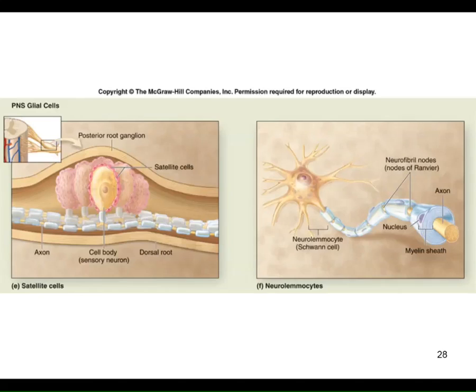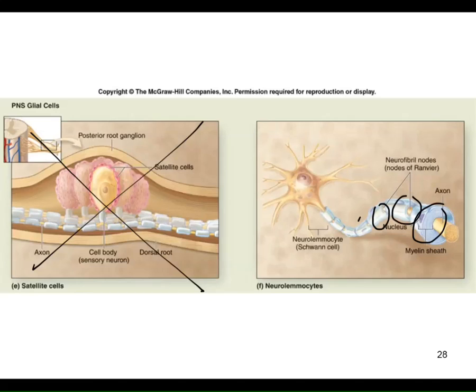This is a single drawing of glial cells in the PNS. And I'm going to give you permission right now to cross off satellite cells. We're not going to talk about satellite cells at all this semester. But when you see this picture again, what am I seeing? I'm seeing individual cells wrapped around the axon. Those are Schwann cells, aka neurolemmocytes. And if I see that, I know I'm in the peripheral nervous system. So there are four glial cells in the CNS: the astrocytes, ependymal cells, microglia, and oligodendrocytes. There's only one glial cell I'm asking you to know from the peripheral nervous system, and that is the Schwann cell.